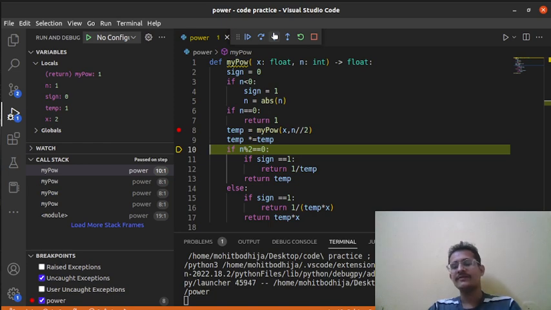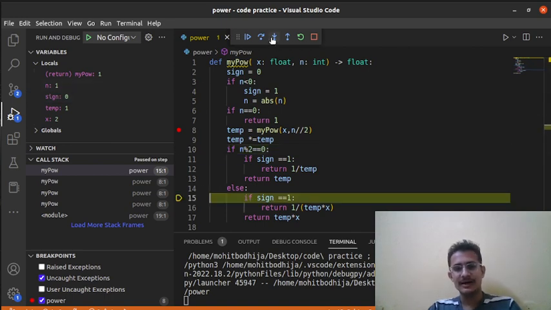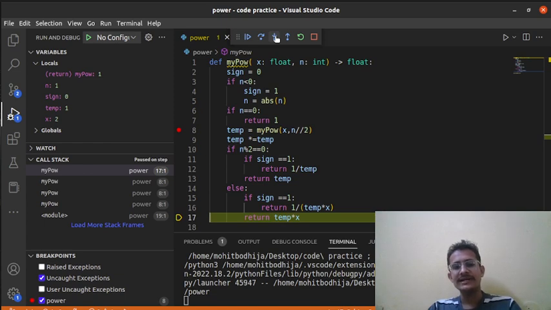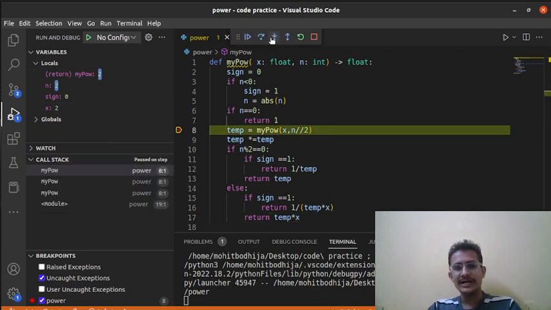Again we are checking whether it is divisible by 2 or not. As it is 1, it is not divisible by 2. So it will come in the else part. Else we are checking the sign. Sign is again positive, so it will directly come to the return. Return will be temp into x. What is the value of temp? 1. And what was the value of x? 2. So 1 into 2 will be returned. So we are going to get 2.